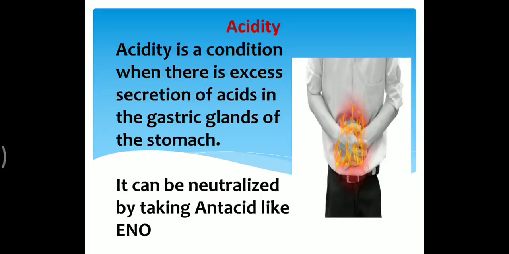What is actually happening? What should be added to acid to neutralize the effect? Yes, base. Base is added to acid to neutralize the effect. Here also, it can be neutralized by taking an antacid. Eno is an antacid. It is somewhat basic in nature. So, an antacid like Eno is taken to neutralize the acidity in the stomach.